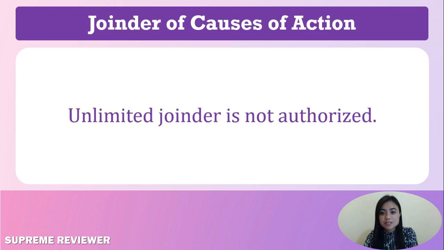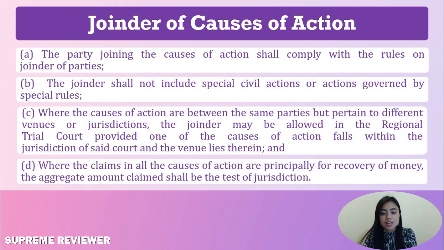Our rule on permissive joinder of causes of action, with a proviso subjecting it to the correlative rules on jurisdiction, venue, and joinder of parties, and requiring a conceptual unity in the problems presented, effectively disallows unlimited joinder. So what are the requirements for there to be a joinder of causes of action? A party may in one pleading assert, in the alternative or otherwise, as many causes of action as he may have against an opposing party, subject to the following conditions.